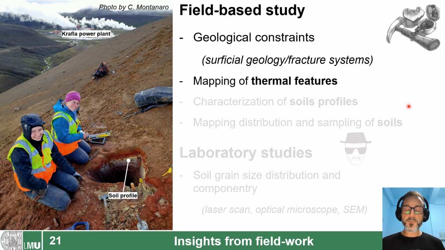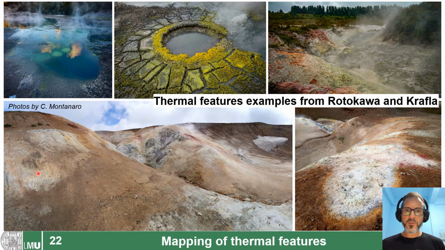While in the third part, we're going to have a look in a bit more detail at the Krafla geothermal field, with also some examples of laboratory study included in the discussion. Here there are thermal features from both Rotokawa and Krafla geothermal fields. You can see a variety of hot springs with mineral deposits and the effect of acidic alteration and collapsing structures from Rotokawa, as well as many cases of degraded soils, heated ground, fumaroles, and acidic steam-heated alteration from Krafla.